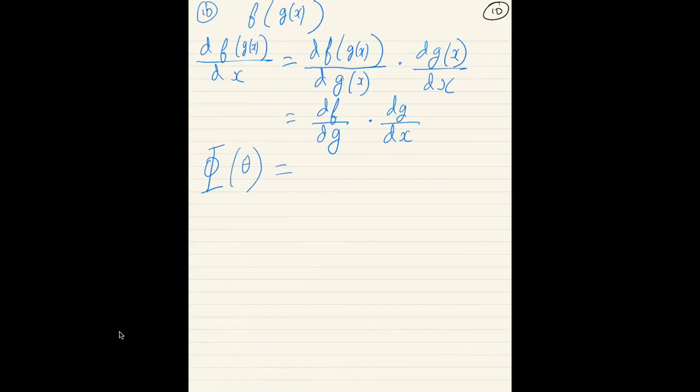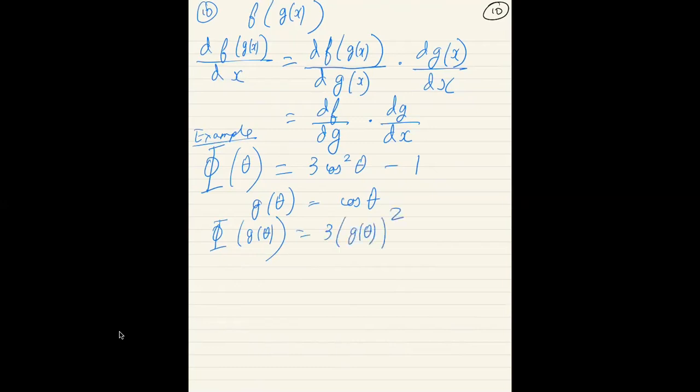So this is an example of an example. Let's define phi of theta is equal to 3 cosine square theta minus 1, and let's define g of theta is equal to cosine of theta. In this case, we can see that phi of g of theta is equal to 3 g of theta whole squared minus 1.